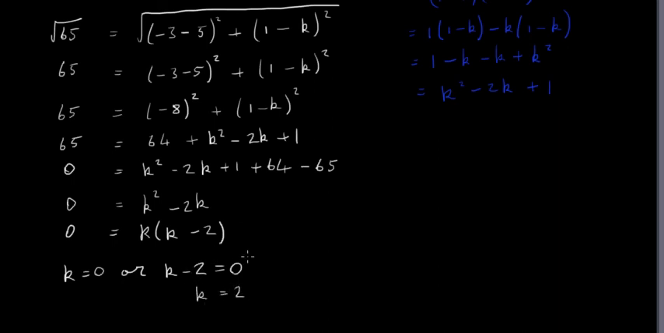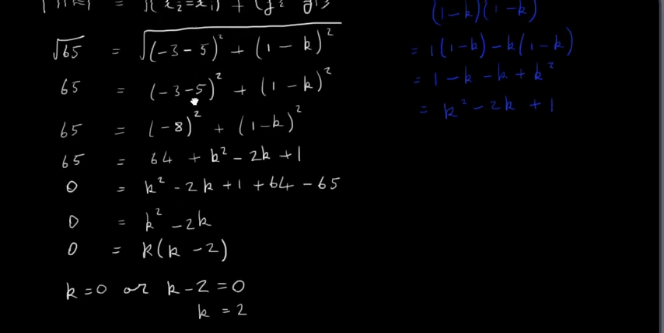Bring this minus 2 over here, it becomes plus 2. Or add 2 to both sides. If you add a 2 here, it'll cancel that minus 2. Add 2 here, you'll get this 2 here. So we have our two values. K is equal to 0, or k can be equal to 2.